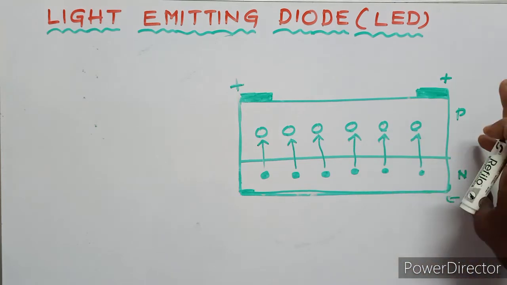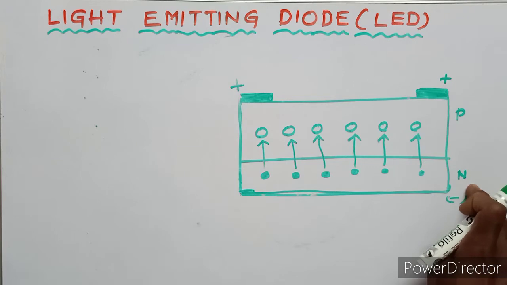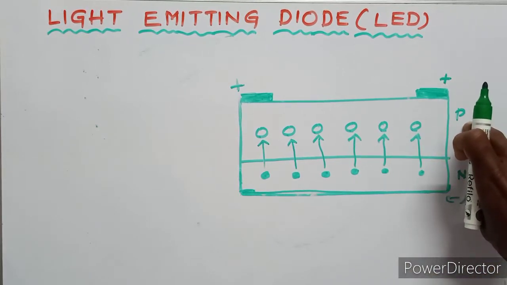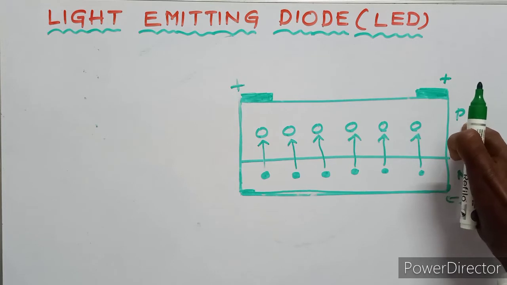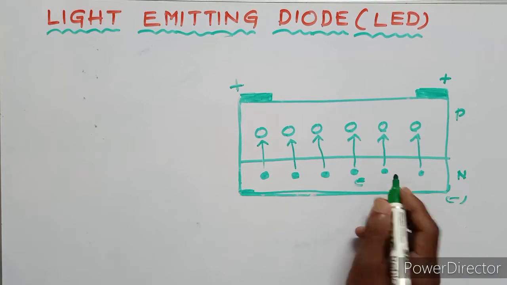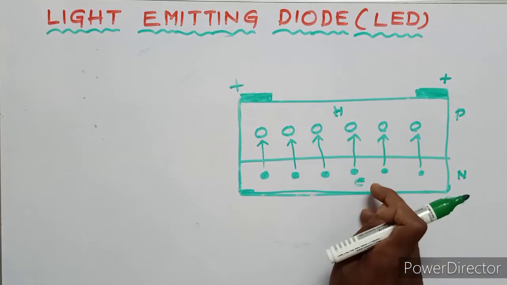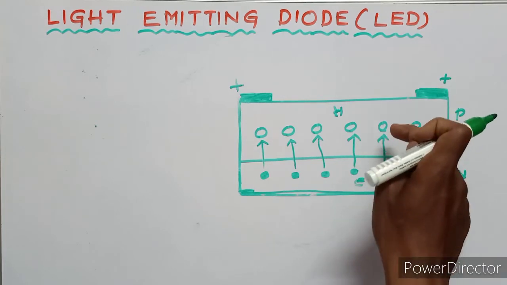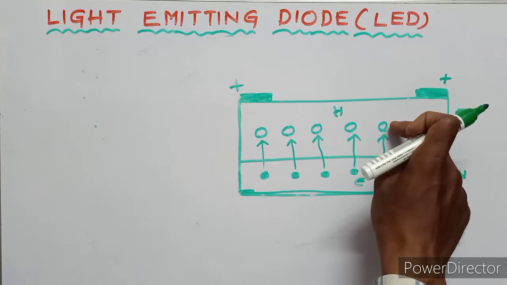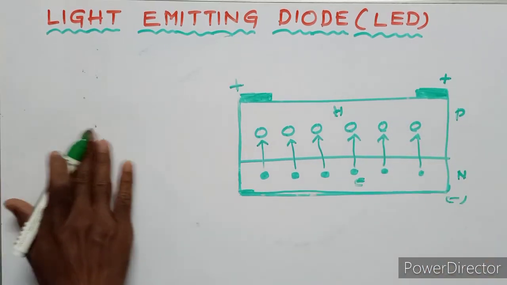So this is the pn junction diode, this is the junction, this is the p-type semiconductor, this is the n-type semiconductor. Then we apply electrical energy. These are free electrons, and these are holes. The free electrons jump towards the holes, and the holes likewise move towards the free electrons. Then the energy gap is released.